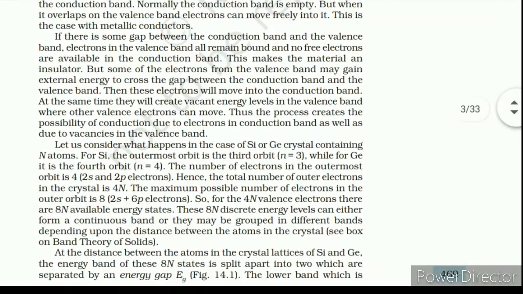These 8n discrete energy levels may either form a continuous band or they may be grouped in different bands depending upon the distance between the atoms in the crystal. At the distance between the atoms in the crystal lattices of silicon and germanium, the lower band, which is completely occupied by 4n valence electrons at the temperature of absolute zero, is the valence band. The other band consisting of 4n energy states, called the conduction band, is completely empty at absolute zero.